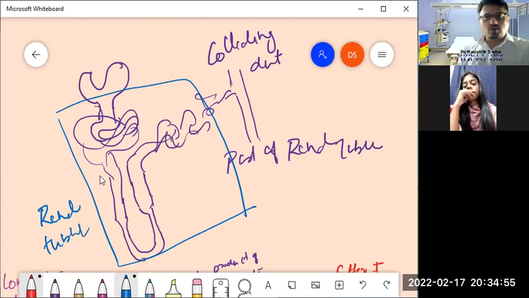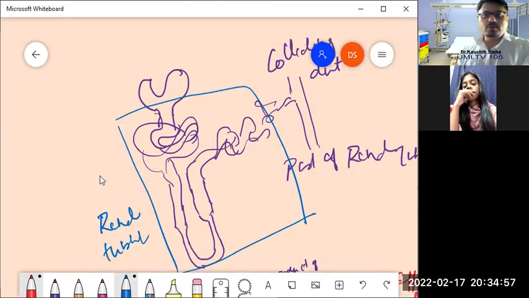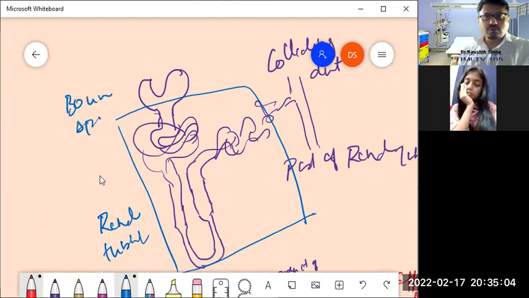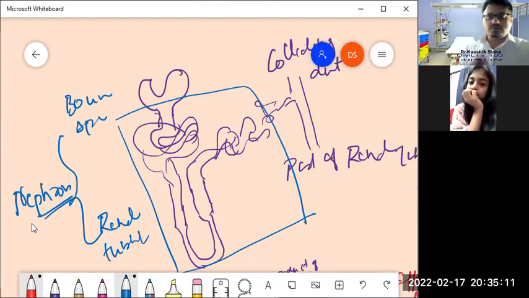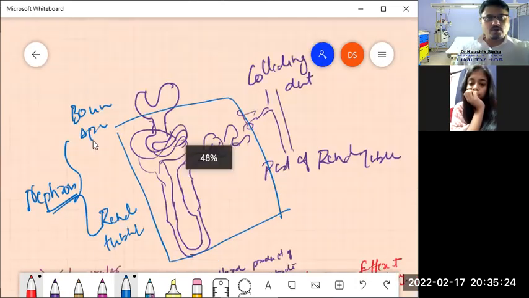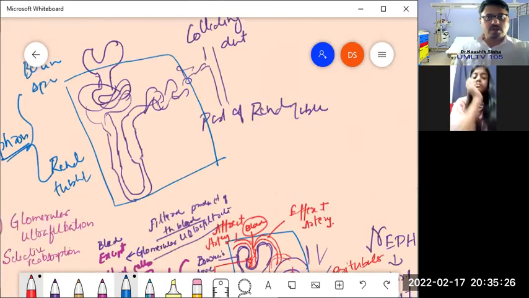So putting the renal tubule and the Bowman space together, the term nephron is in use. Understood? So the nephron is divided into the Bowman space and the renal tubule, and the renal tubule has multiple subdivisions. I'm now going to list the different subdivisions of the renal tubule.